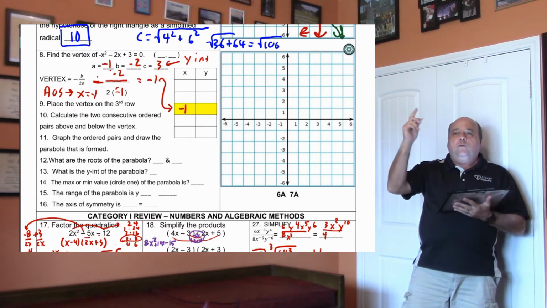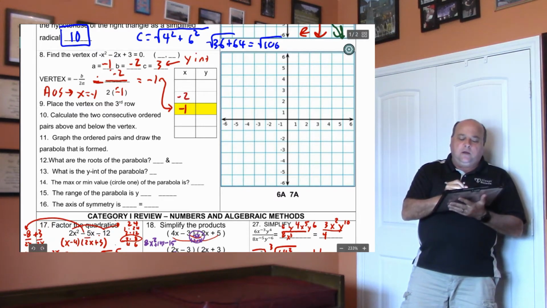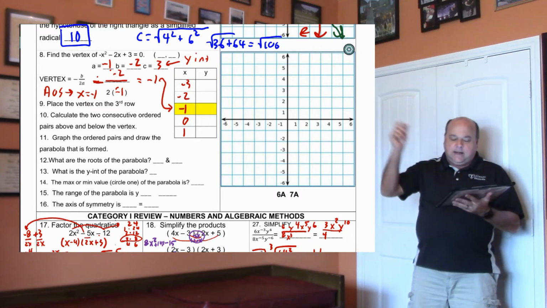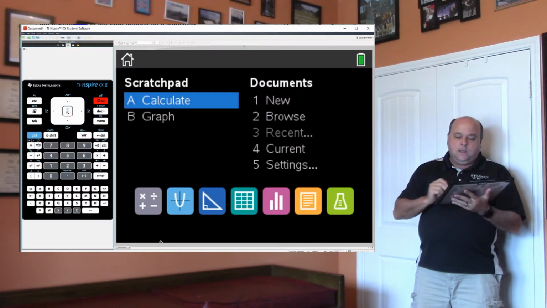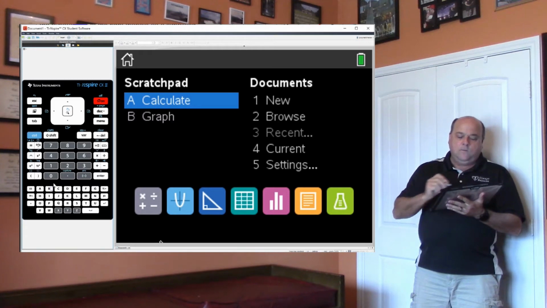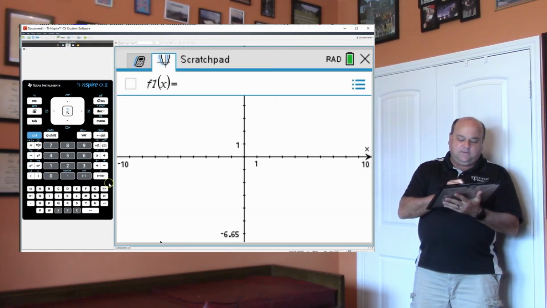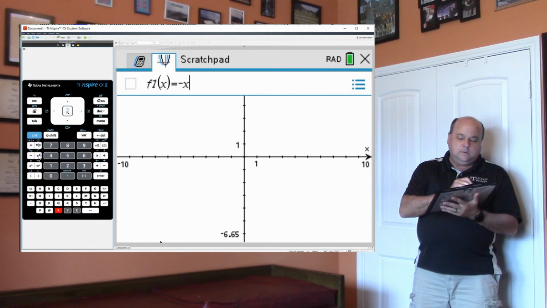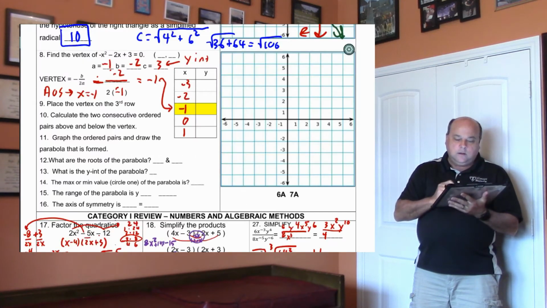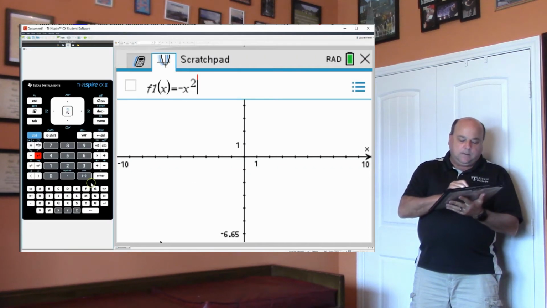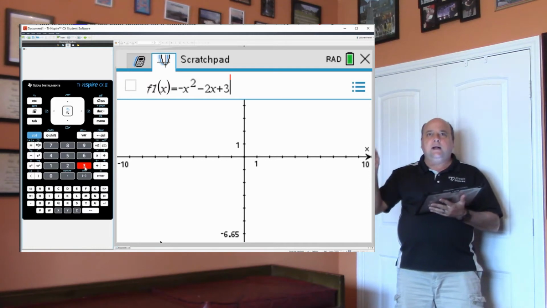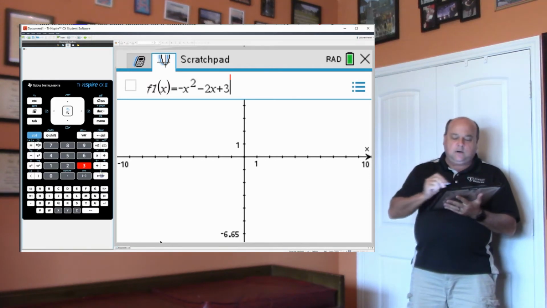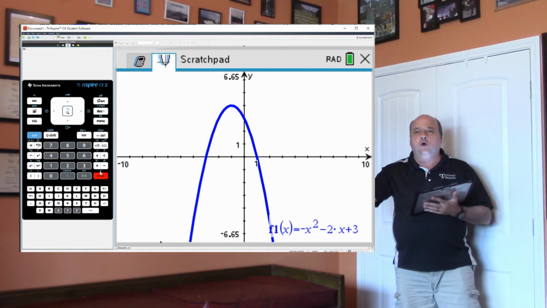Now we're going to graph this and get the two numbers above and the two numbers below. So I have this table right here. Now let's go to the calculator. I'm going to go to graph, B, and I'm going to type in -x squared minus 2x plus 3. So -x squared minus 2x plus 3, hit enter, and I get the parabola and it opens down.